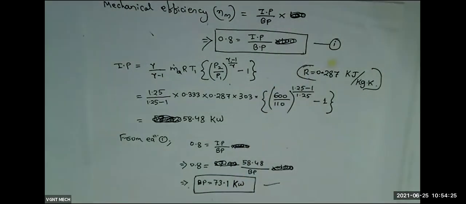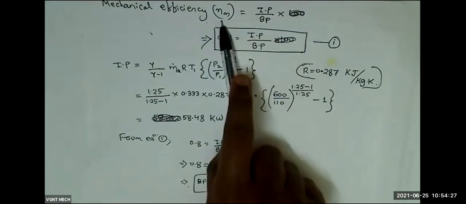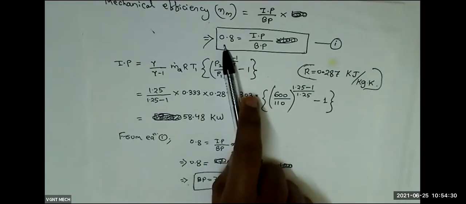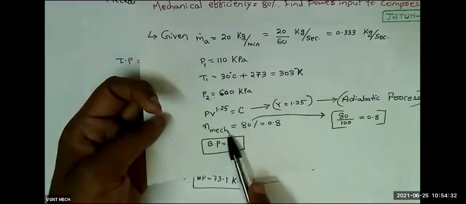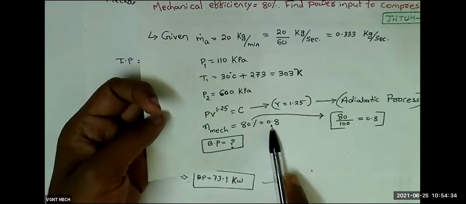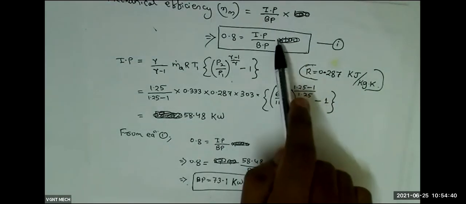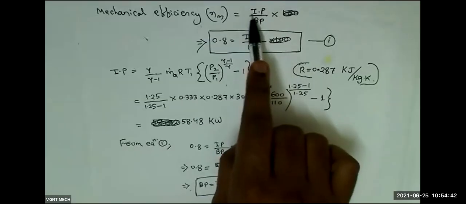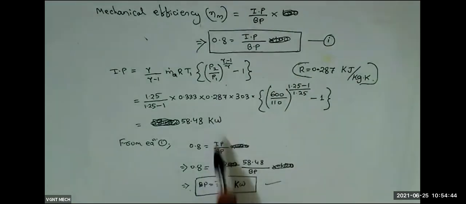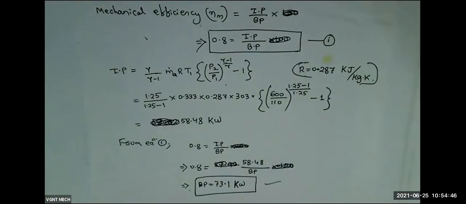Once again I am repeating, if you are multiplying by 100, then in place of efficiency you take 80. But since we have converted this efficiency into decimal, 80% is 0.8, there is no need to multiply by 100 here. Divide indicated power by efficiency and you will get brake power as 73.1 kilowatts. So in this way we can solve this question.